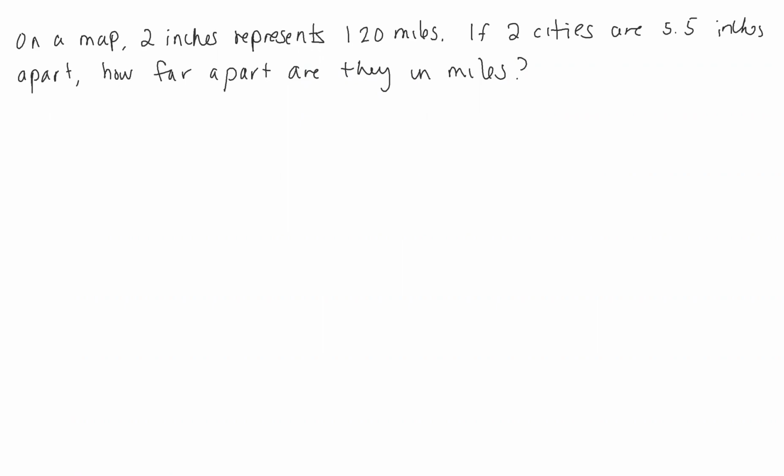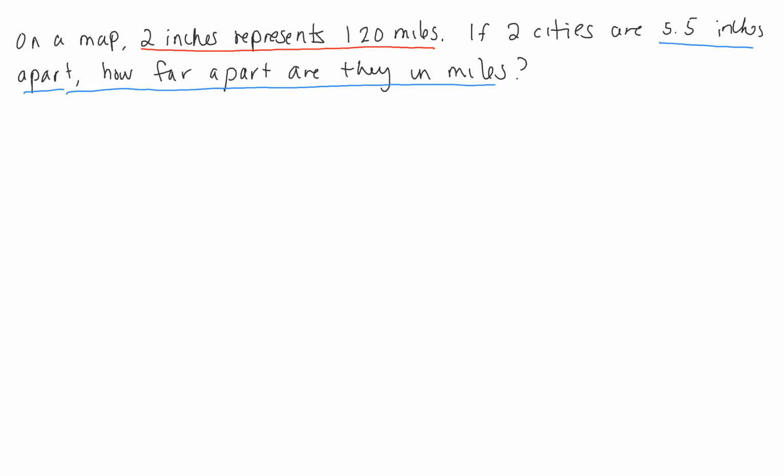So for this example, we're going to be looking at a map, okay? And we know that without a shadow of a doubt, 2 inches on a map represents 120 miles in real life. So if you're looking at this particular map and you can measure out 2 inches, that's 120 miles. We're then told that 2 cities are 5.5 inches apart. So how far apart are they in miles? So we know the number of inches on the map. We need to figure out the number of miles in real life.